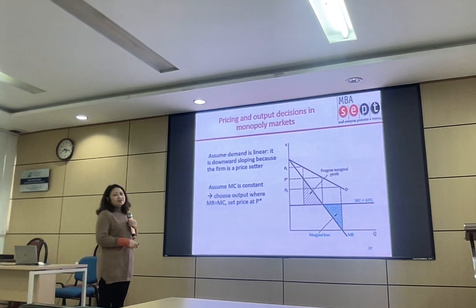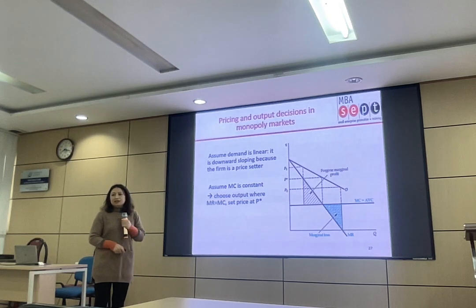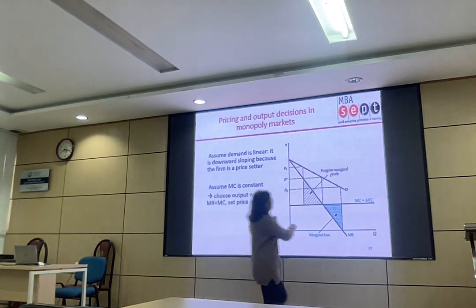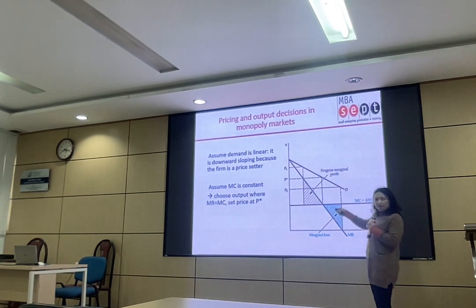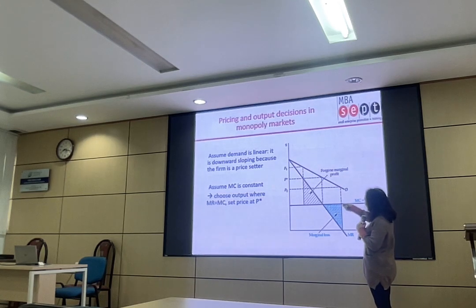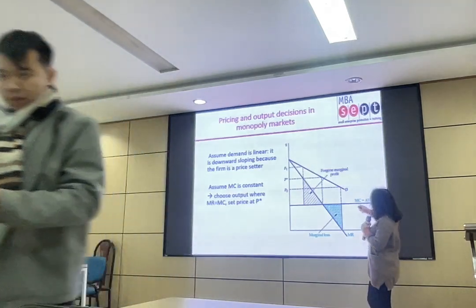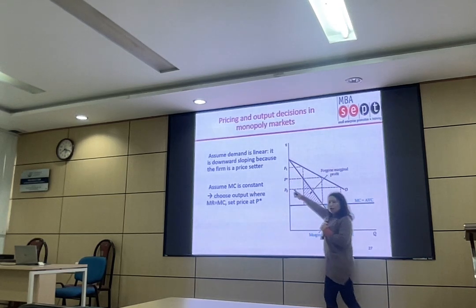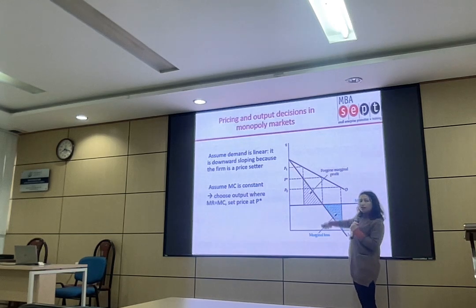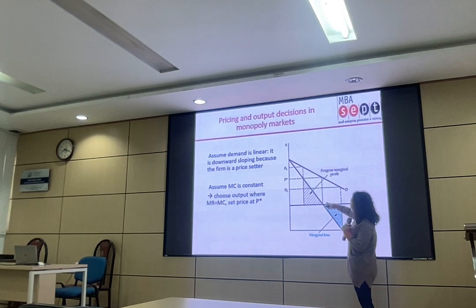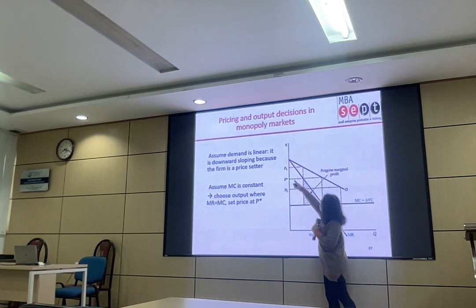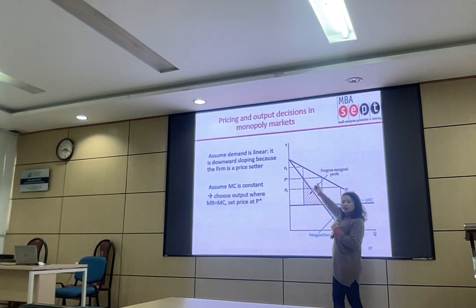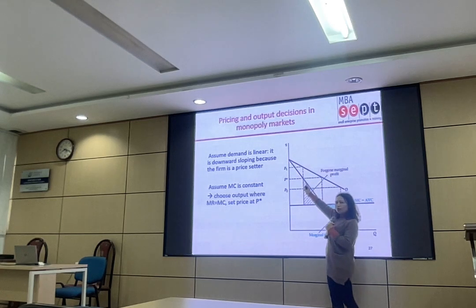Now, how to compare? You can use the graph to determine the areas of profit. Okay? So, first, for the case of P-star. What area is the profit in this case? We have marginal cost, and the revenue is P-star times Q, this Q point, okay? And profit is this area, this rectangle, the upper rectangle.